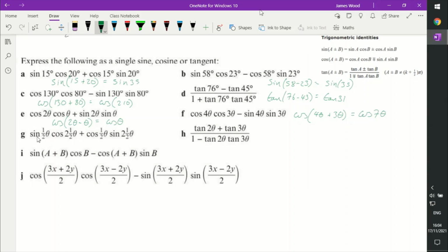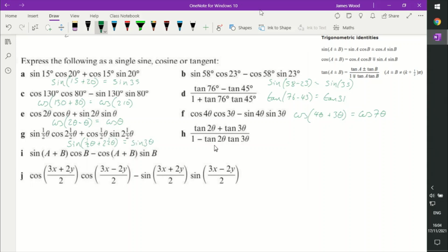This one here, sine cos plus cos sine. This is the sine addition formula. And it's got a plus in the middle. So this is A plus B. So it's going to be half theta plus 2.5 theta. So a half plus 2.5 is obviously 3 theta. So this is sine 3 theta.